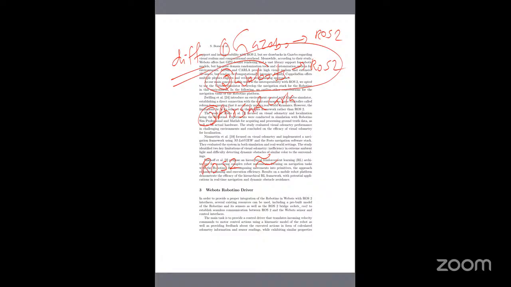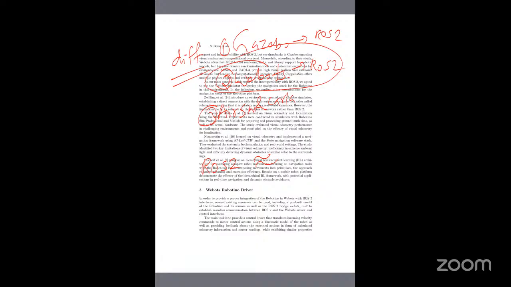Then Biskov et al. used hierarchical reinforcement learning. The concept was that they divided a big navigation task into small movement primitives. For example, the goal will be go straight, turn left, avoid obstacle, reach goal, right? Because of that, planning will improve, dynamic obstacle avoidance will improve, and real-time navigation will become possible.